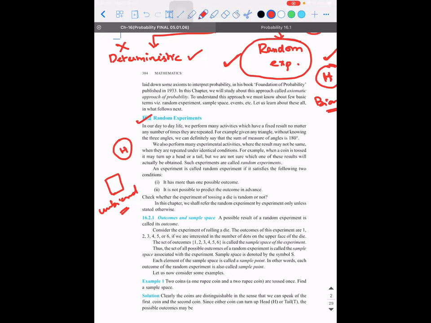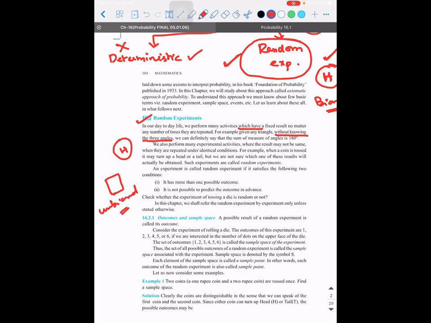In our day-to-day life, we perform many activities which have a fixed result no matter how many times they are repeated. For example, given a triangle without knowing the 3 angles, we can definitely say that the sum of the measure of the angles is 180 degrees. So we can perform many experimental activities where the result may not be the same when they're repeated under identical conditions.